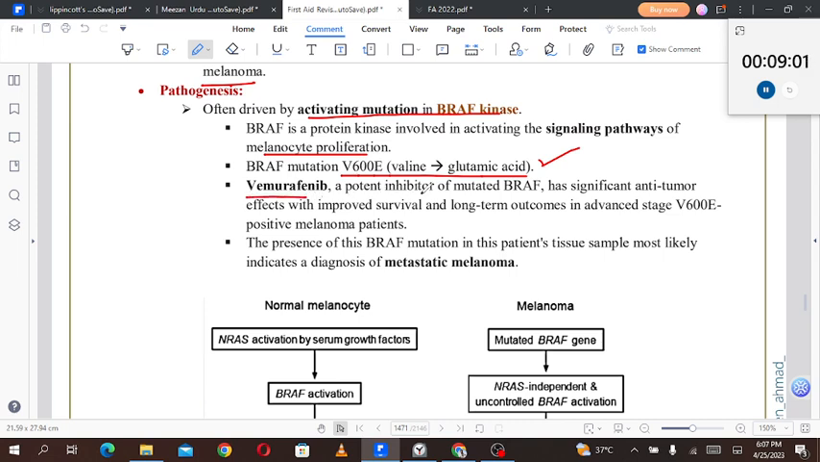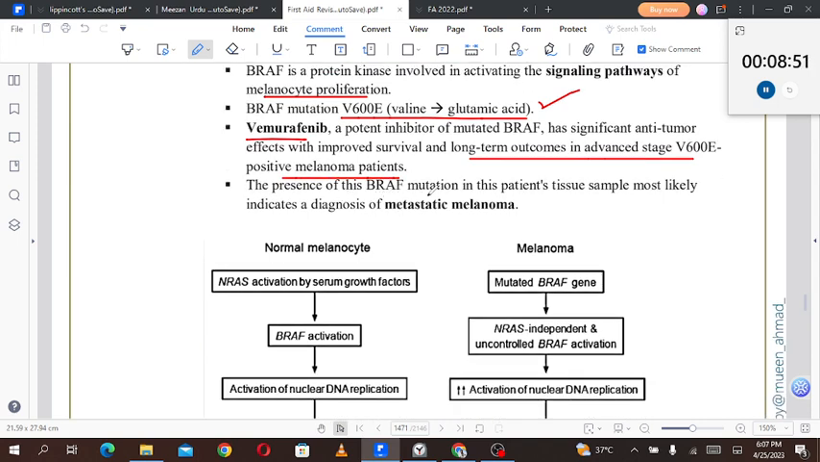Vemurafenib, a potent inhibitor of the mutated BRAF, has significant anti-tumor effects with improved survival and long-term outcomes in advanced stage V600E positive melanoma patients. The presence of BRAF mutation in a patient's tissue sample. Okay, so this is a discussion of the UWorld, so that is why there would be a question, and the question had BRAF mutation in the patient's tissue sample most likely indicating the diagnosis of metastatic melanoma. So forget about this line.